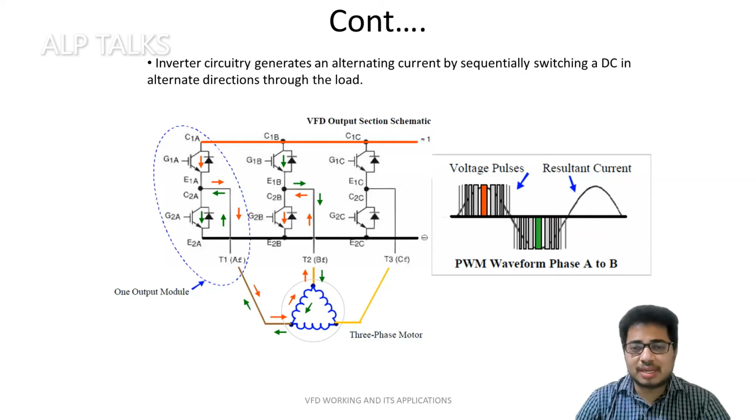An inverter circuit generates an alternating current by sequentially switching a DC in alternate directions through the load. That's what I'm repeating again. Whatever the circuit is, it is simply DC, and it keeps turning on, turning off, turning on, turning off, like that.